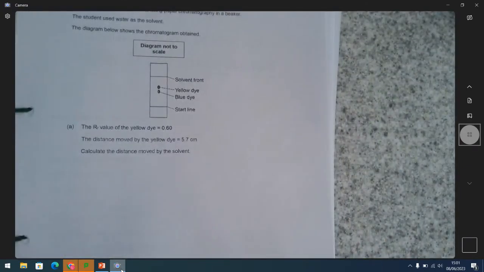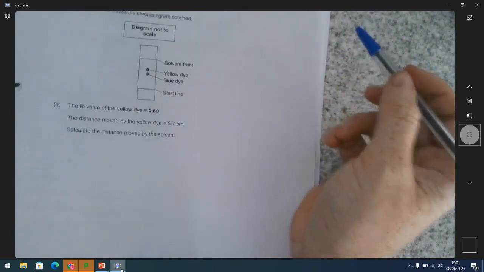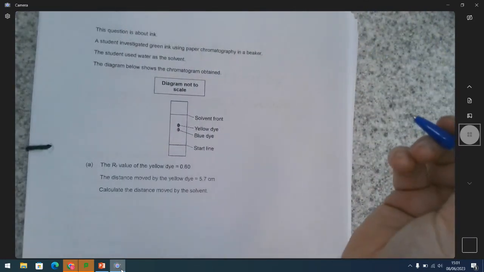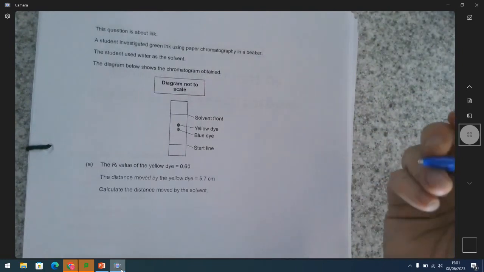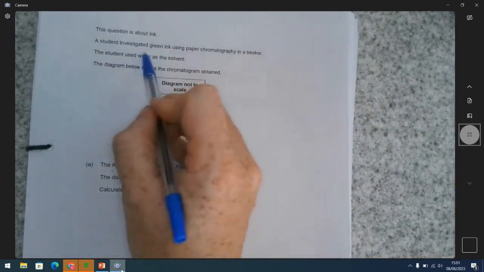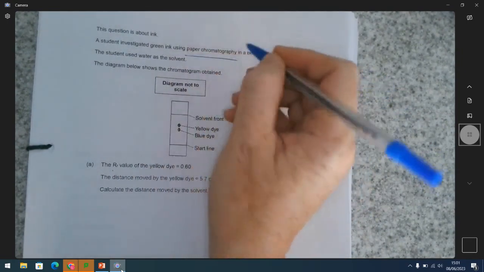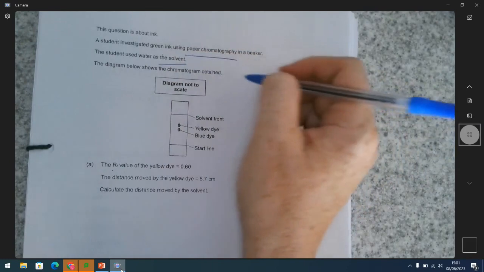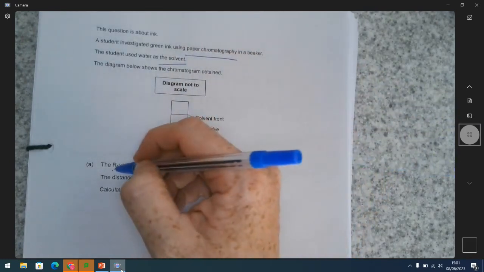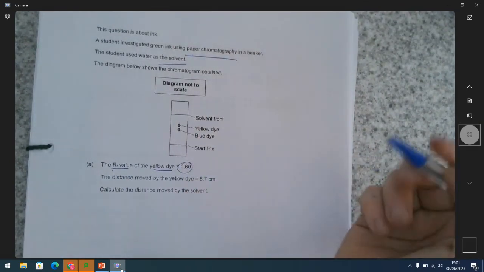Next question, again very similar. You can see this time though, they haven't given us the actual calculation. So I need to know what the calculation is for this. So we've got the RF value. The student investigated green ink using paper chromatography in a beaker. Use water as a solvent. Here's the chromatogram they obtained. The RF value of the yellow dye is 0.60.